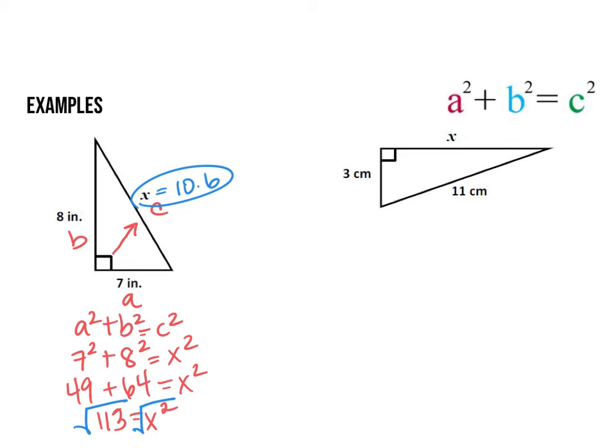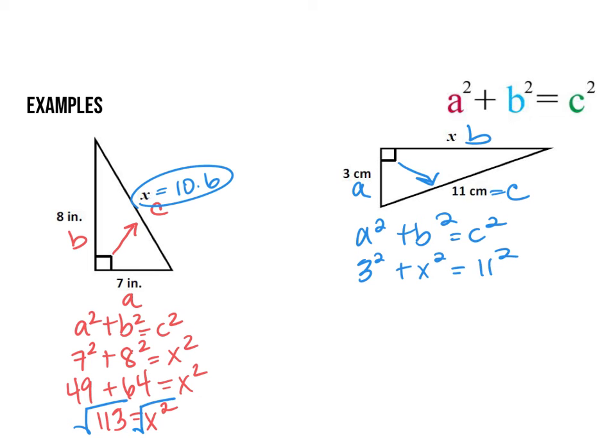Now, in the second example, if I label, again, let's start with C because that's the most important. We find our hypotenuse opposite our right angle, the longest side. A and B don't really matter. I can make either one A, either one B. C is the one that matters. But now when I go to plug in my formula, I'm using the same formula, but where I have things is a little different. So 3 squared plus x squared equals c squared.